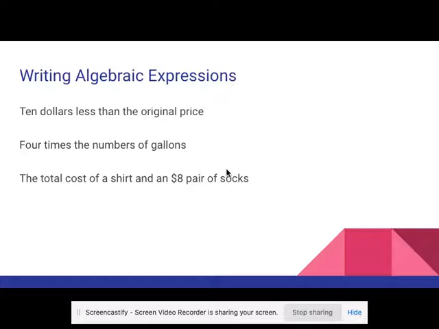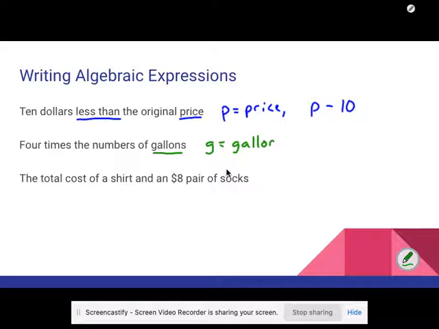Looking at a few more, $10 less than the original price. So I would use P equals price, and then $10 less than. So I would do P subtract 10. 4 times the number of gallons. Looks like G equals gallons. And then 4 times, so we're going to do 4G, final answer.